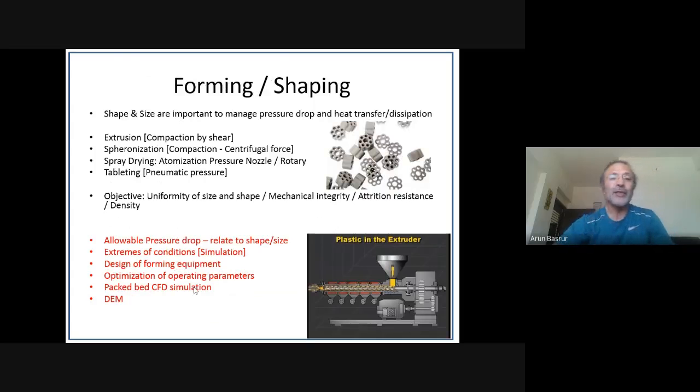That brings us to forming. So in the previous step, you make a pliable putty which can be easily deformed and easily shaped. Now, why is it important to shape or form the catalyst? This is important basically to manage pressure drop and heat transfer, as well as dissipation of heat of reaction.